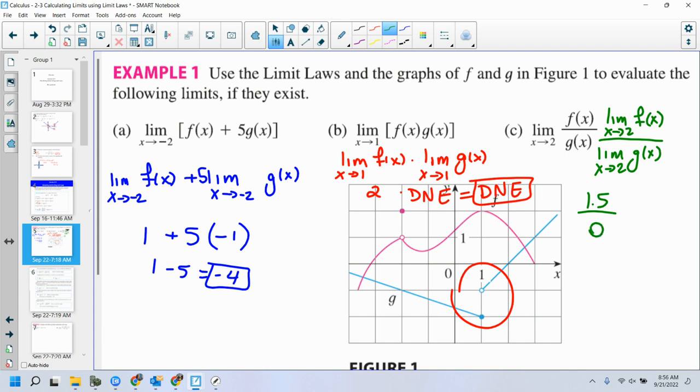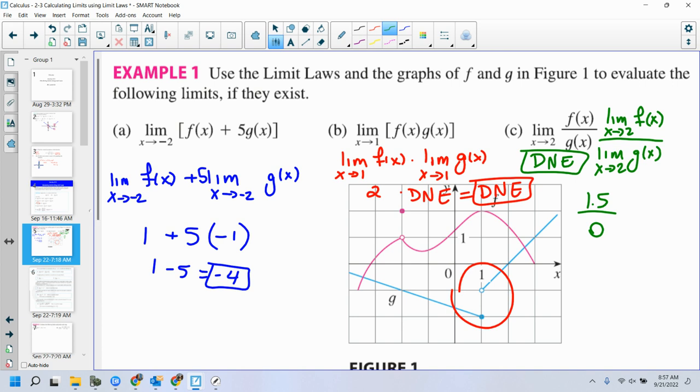0. Uh-oh. So what is this limit equal to? It doesn't exist. This one doesn't exist either, because I would be dividing by 0. The limit as x goes to 2 of g, well, at 2, g crosses the x-axis. So that means that its value is 0, so therefore the full limit does not exist. See how that works?